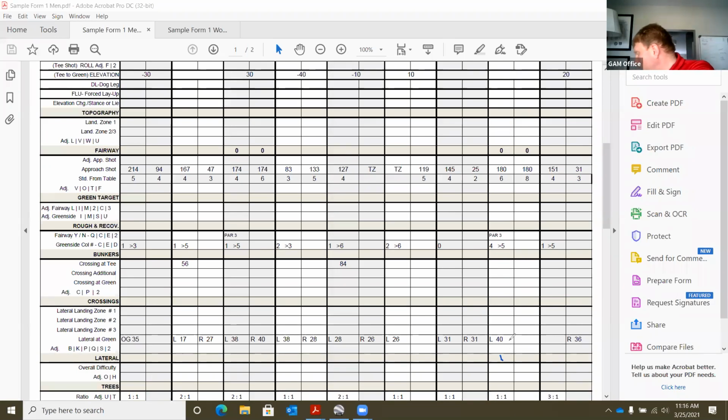But for our bogey player, 180 yards is going to be a value of 2. And then the K adjustment, since it's not 1, would apply here.